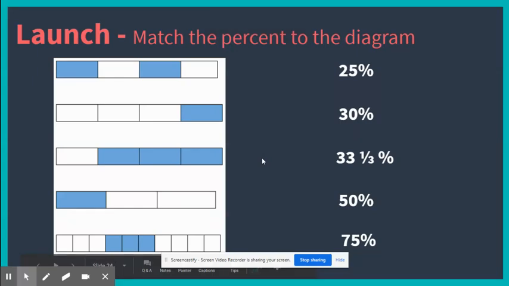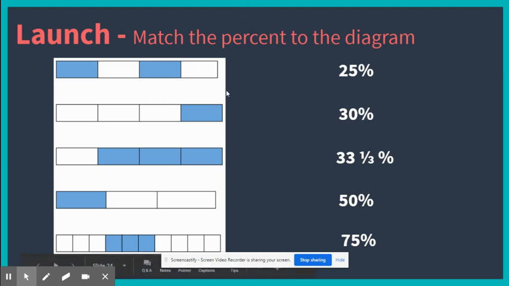We're going to launch this with matching the percent to the diagram. We have been using the 10-part percent bar graph, but it's not always going to be divided into 10 parts when it's showing you a picture. So we have to be able to see a picture and know what it's representing.